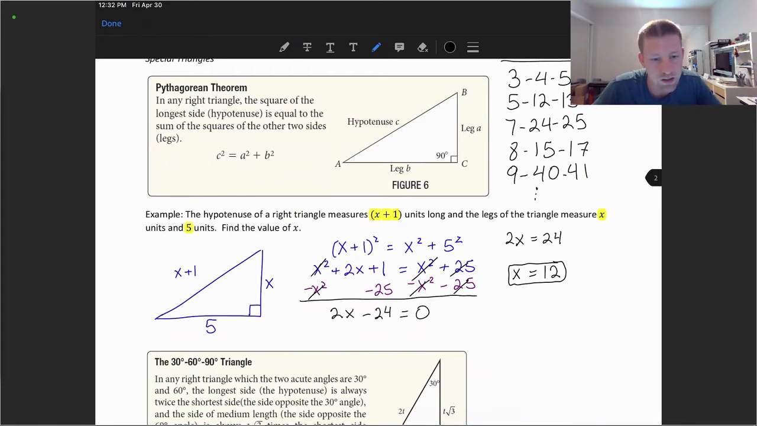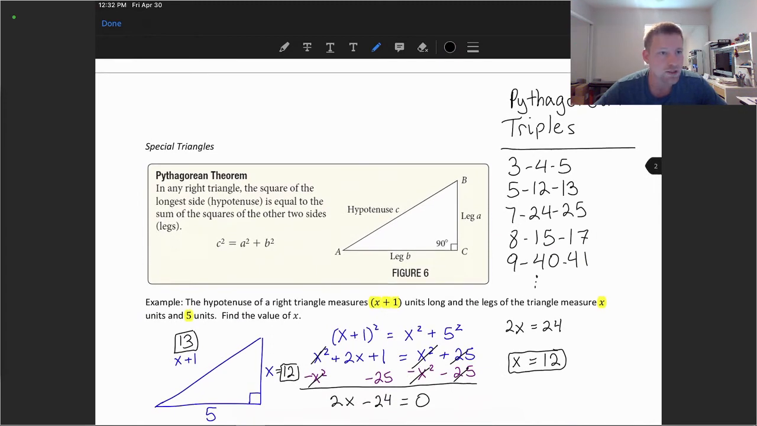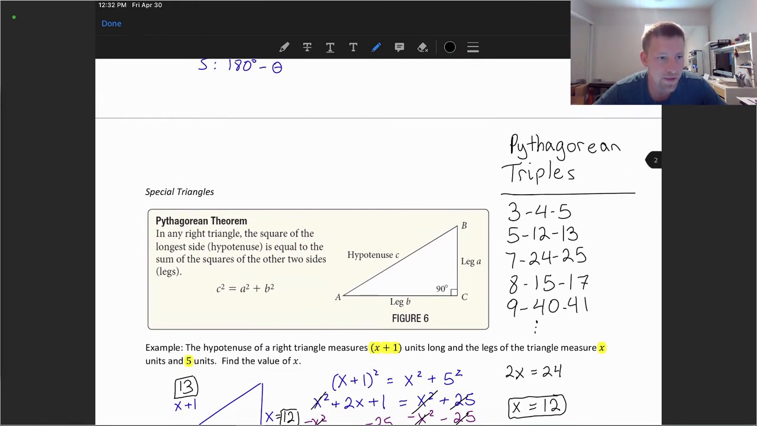If I want to consider all sides of the triangle, one leg here is going to be length 12, and the hypotenuse, x plus 1, is going to be length 13. This brings up a subject of Pythagorean triples. These are three whole numbers that give me a perfect right triangle. So two legs and a hypotenuse that are all whole numbers give me a full right triangle. I have a list over here on the right of these perfect Pythagorean triples, which are, again, three whole numbers that create a right triangle.